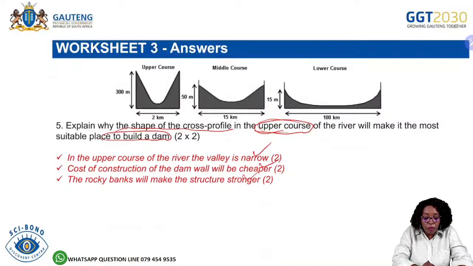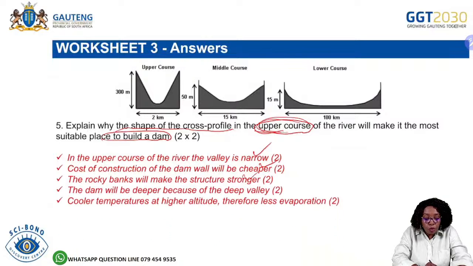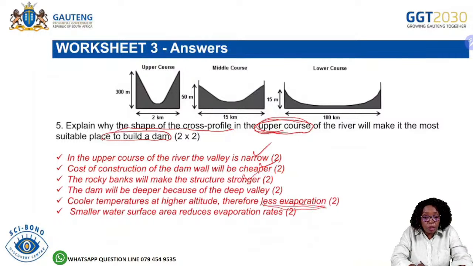So all these facts make the upper course an ideal or suitable place to build the dam. The dam will be deeper because of the deep valley. Cooler temperatures at higher altitudes mean there will be less evaporation. Remember, it would sustain the water, so there would not be a high percentage of evaporation, which would reduce the amount of water.